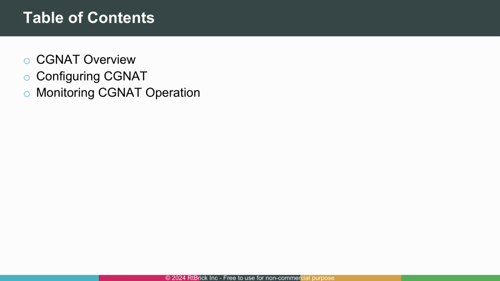First, we'll explain how carrier-grade NAT works, introducing key terms and the underlying mechanism. Then, we'll walk through the step-by-step configuration process on a system running RBFS. And finally, we'll share some useful commands to help you monitor CGNAT operation.